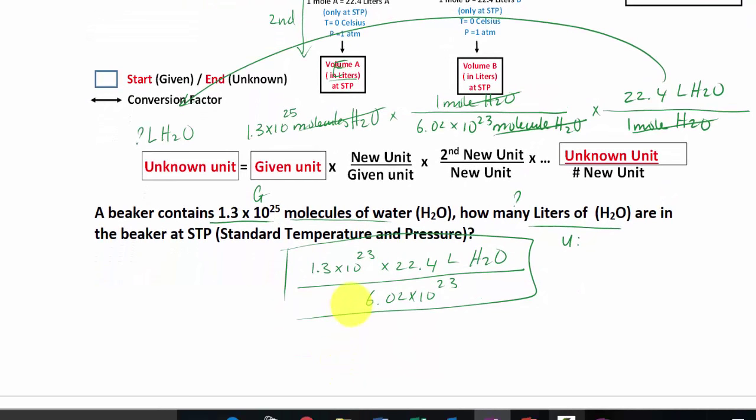If we were to type this in our Chromebook, we have 1.3 times 10 to the 25th times 22.4 liter of H2O divided by 6.02 times 10 to the 23rd. Notice this is multiplying and we have 2 numbers. To indicate that this belongs in the bottom as a whole, we have to use parentheses.